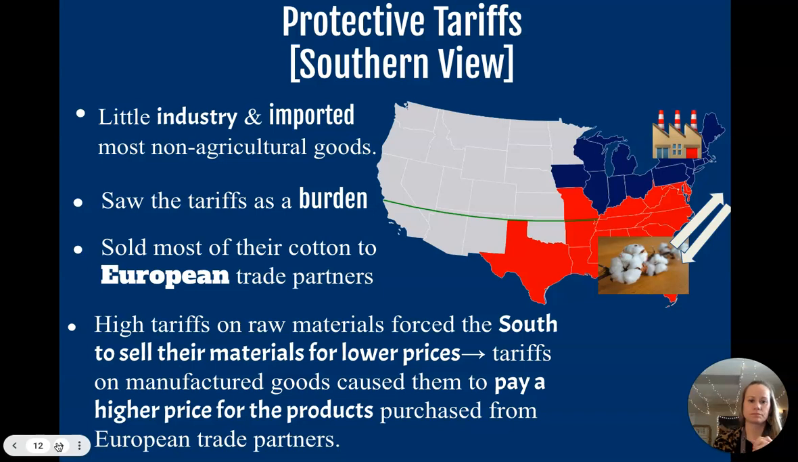Okay. All right, I'm just going to read this. High tariffs on raw materials force the South to sell their materials for lower prices. Okay, so this high tariff is actually causing them to sell things for lower prices. Tariffs on manufacturing goods cause them to pay higher prices on products regardless of where they're getting it from. So they're not making as much money as they would have, and they're having to pay more money to get the products they need. I hope that makes sense. So really the South is kind of, it's not super fair to them, hence the nullification crisis back with Andrew Jackson.